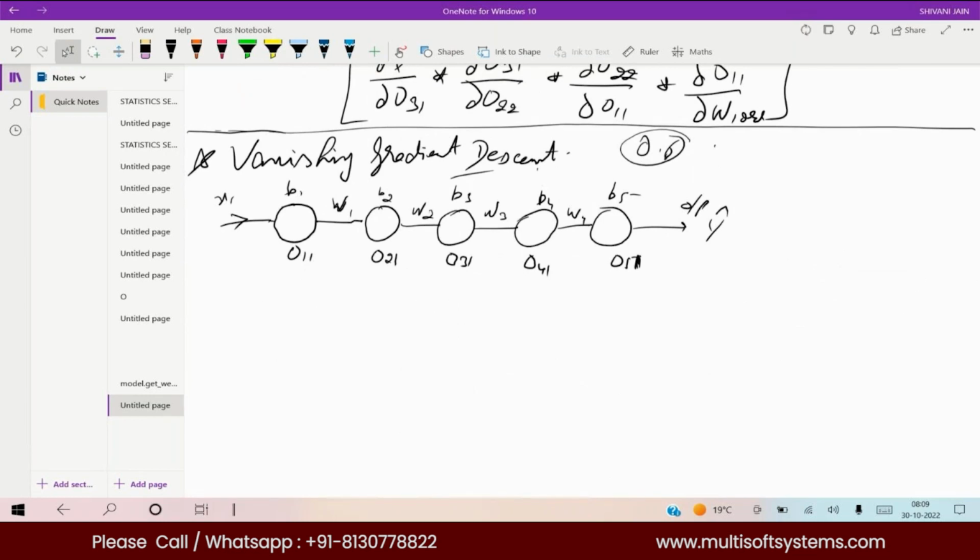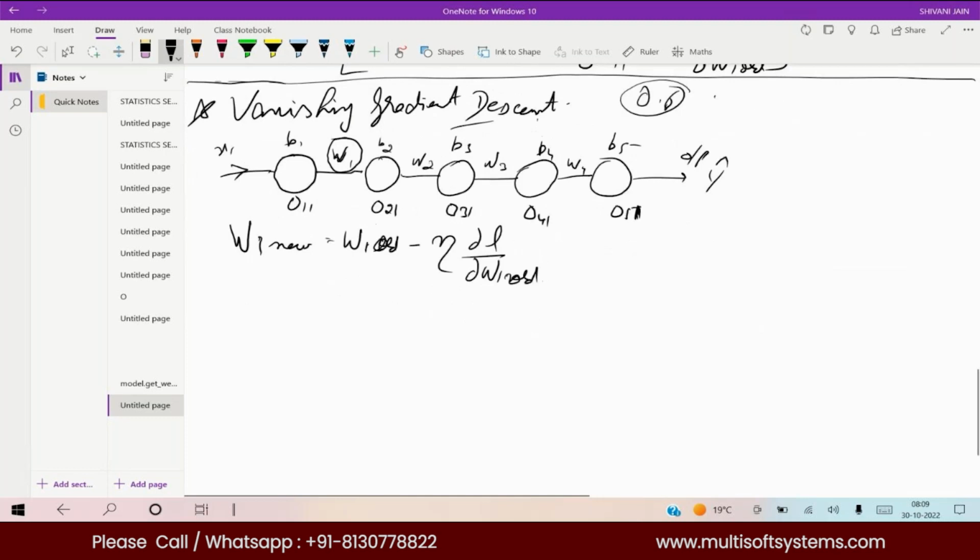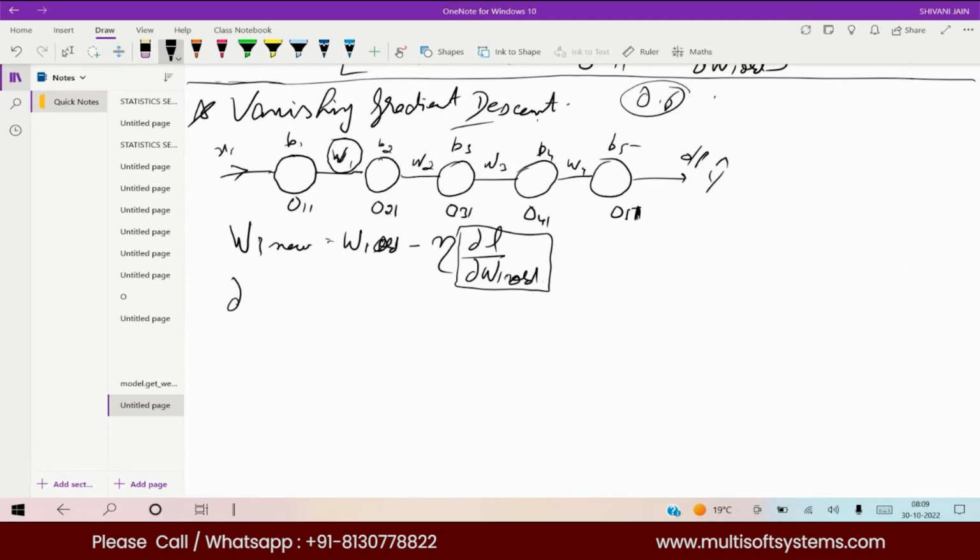Now, I want to update this W1 after my first iteration. Can I write this using the chain rule of differentiation? W1 new is equal to W1 old minus Eta times the derivative of loss with respect to W1 old. This is my weight updation formula. Now I have to calculate this slope. This is a derivative, so don't call it d. Whenever you speak about this in an interview, also call it derivative. Derivative of loss divided by derivative of W1, written in this partial differentiation form.